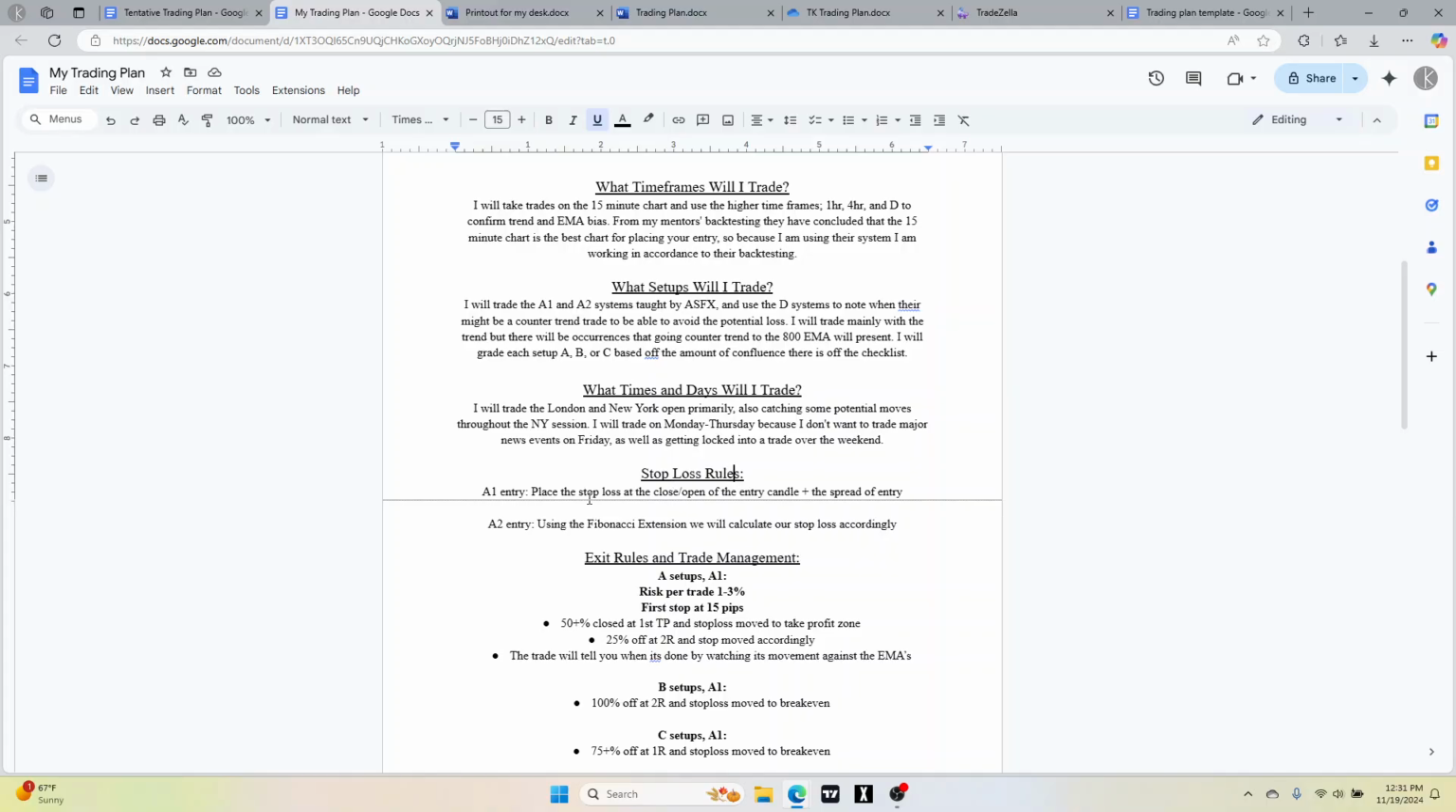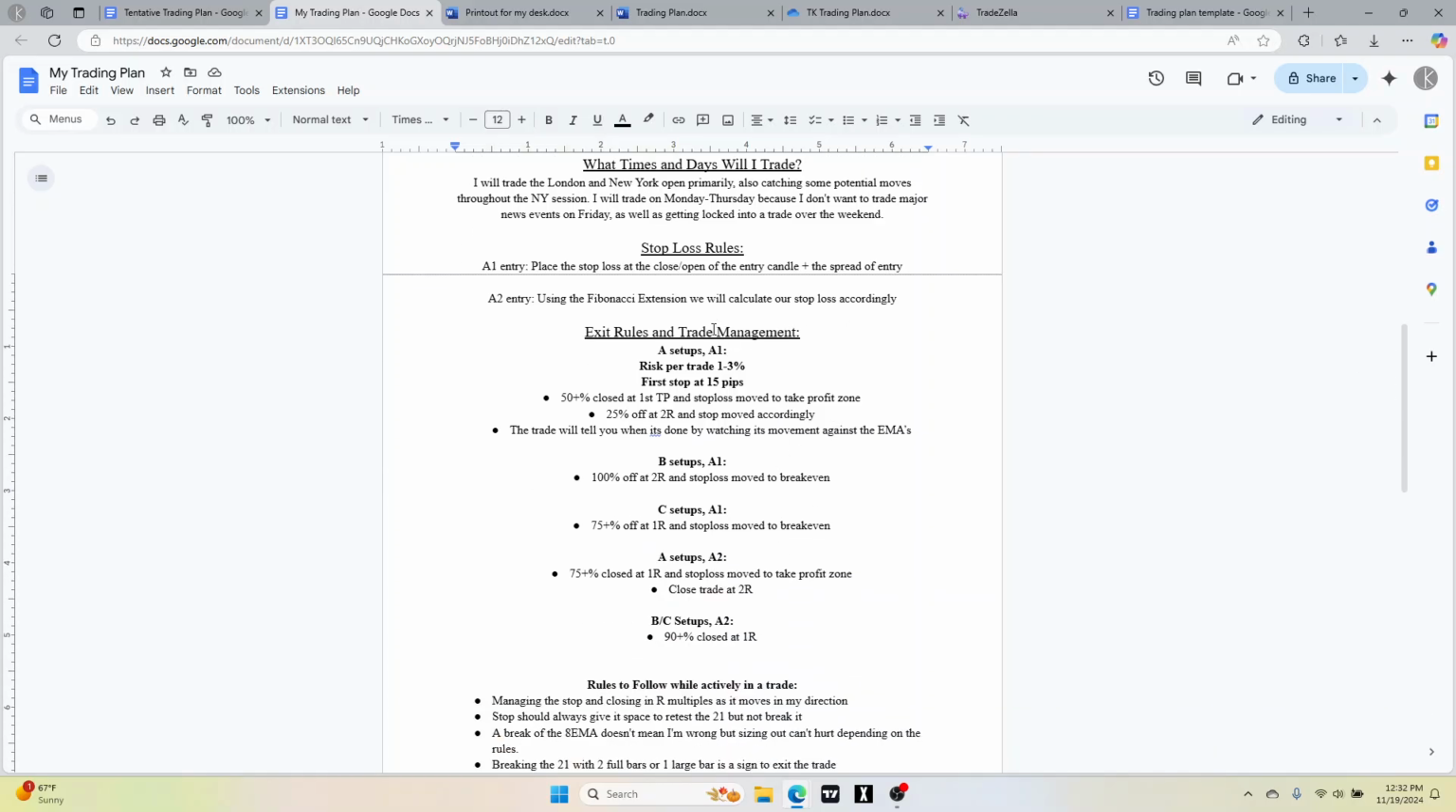This tells me when I go back and review my trading day, because everyone should be journaling, I go, why did I place my stop loss here? I can go back and see, yep, I followed my rules. Or I can say, no, I didn't follow my rules. Maybe that's why I took that loss. So I have two different entries mentioned up here, two different stop loss rules.